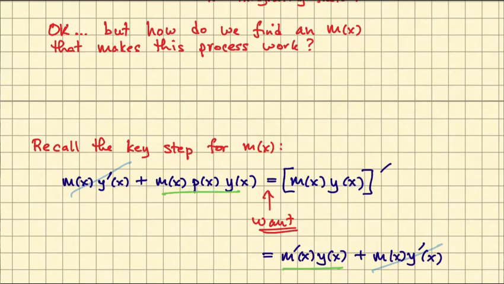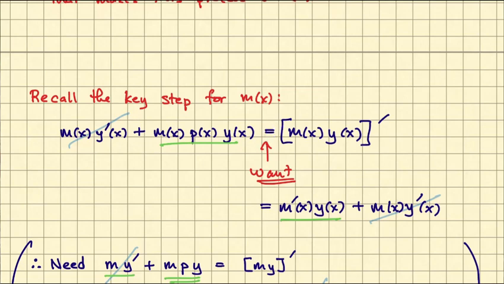And now if you stare at this, I want this to be equal. I don't know that it's equal right now. I want this to be equal. But let's just calculate this derivative on the right-hand side using the product rule. If we do that, we get the derivative of the first times the second plus the first times the derivative of the second. And so that means we want this to equal this.